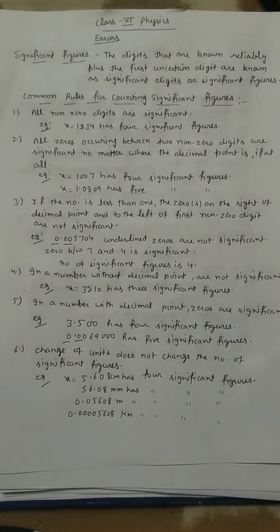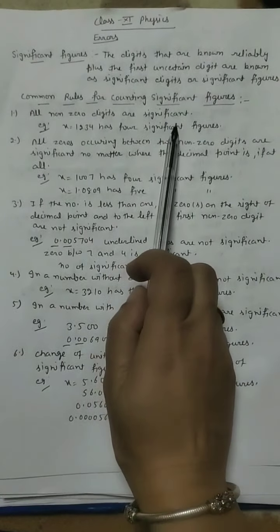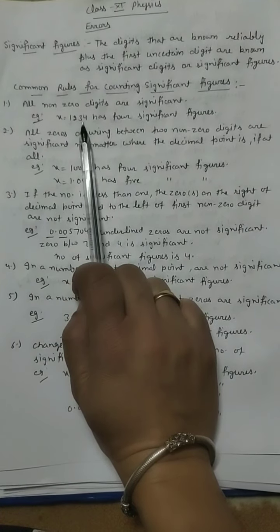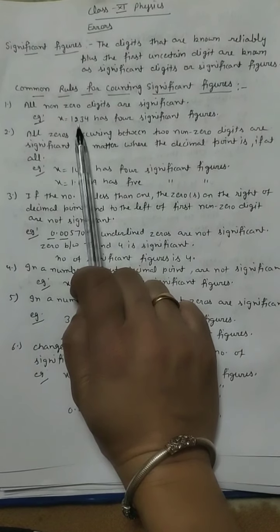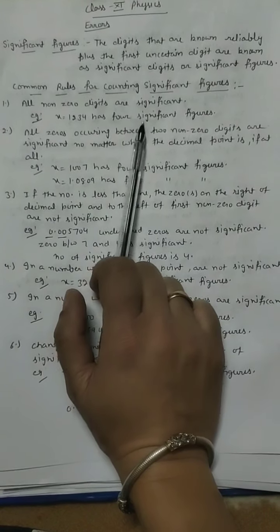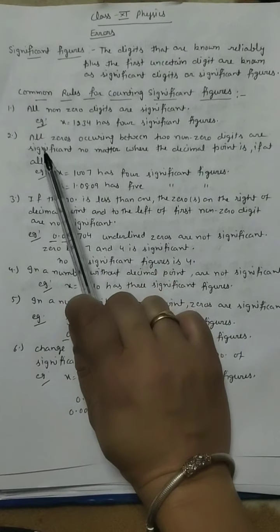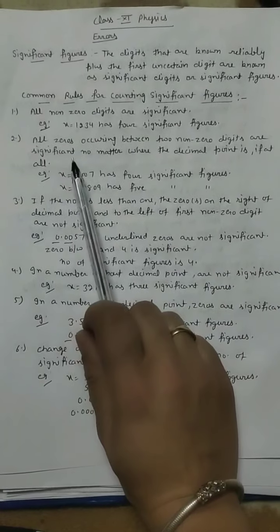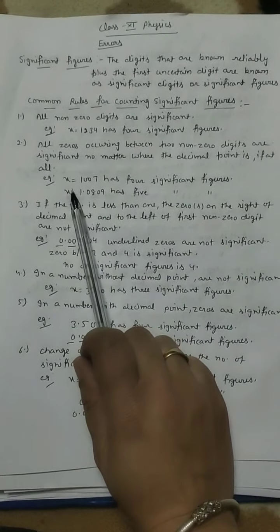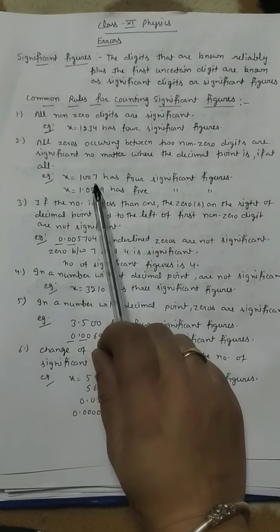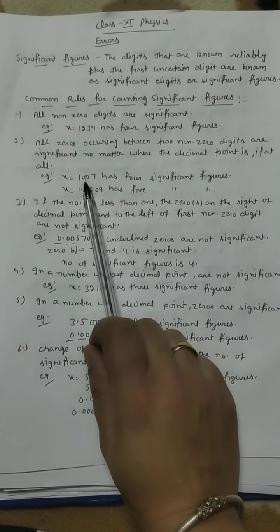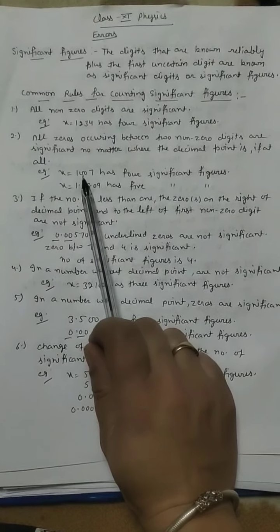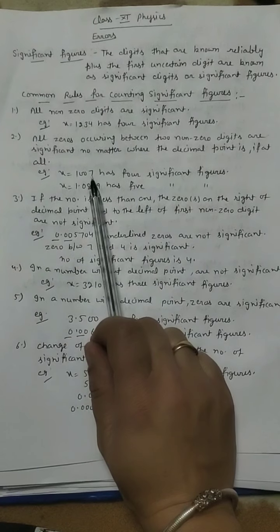The first rule is that all non-zero digits are significant, meaning numbers which do not have a zero, like 1 2 3 4. This number has four significant figures. The second rule is that all zeros occurring between two non-zero digits are significant. For example, take x equal to 1007. The zeros coming between these two non-zeros we will count as significant figures. So we have four significant figures.